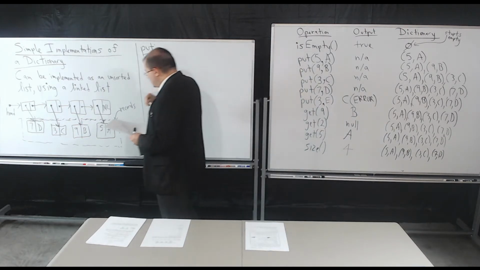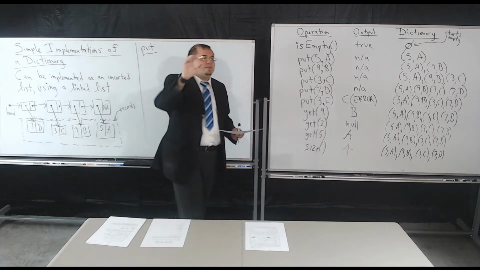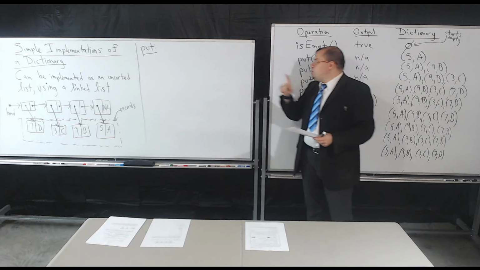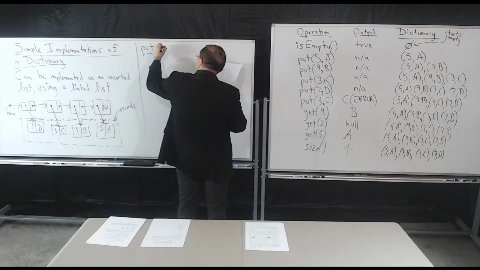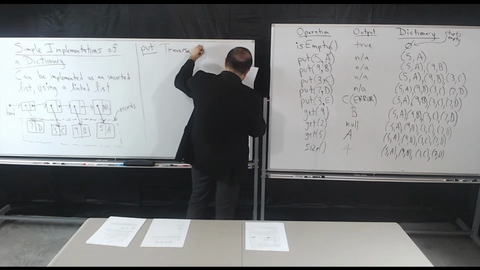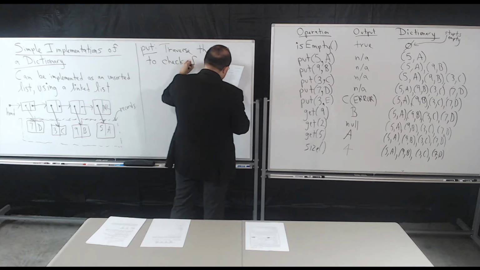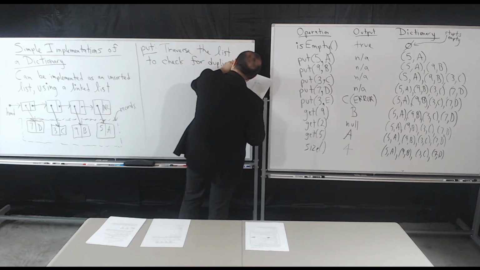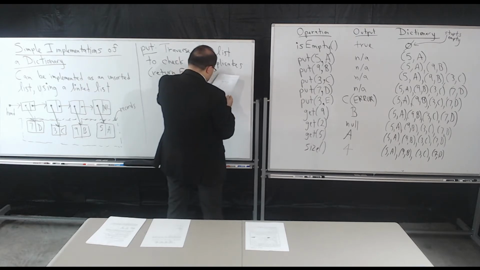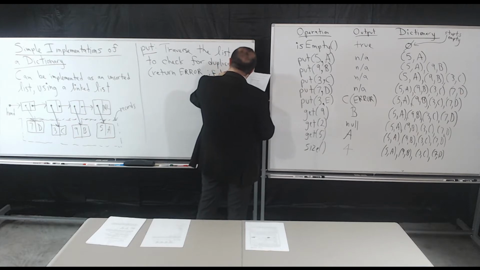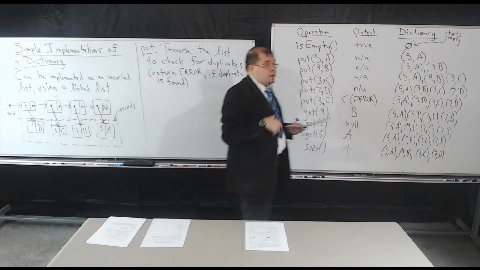Well, let's think about it. I need to make sure I'm not going to create a duplicate record, right? So I need to traverse this list to make sure that the current key value pair that I have, its key is not one that already exists in the dictionary. So I need to traverse the linked list, and then I can just simply insert, right? So just traverse the list, check for duplicates, return error if duplicate is found. So if you find a duplicate, you're gonna throw an error at the user.